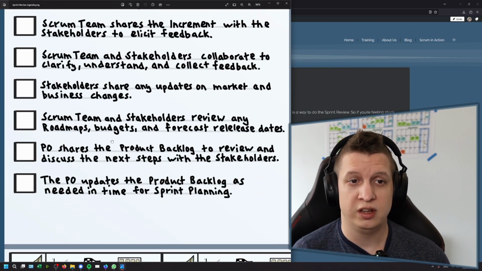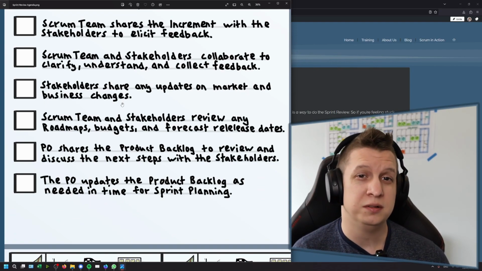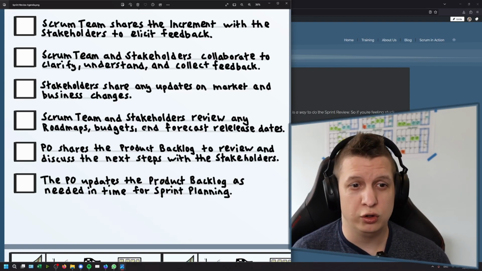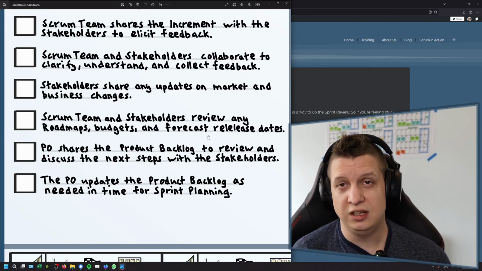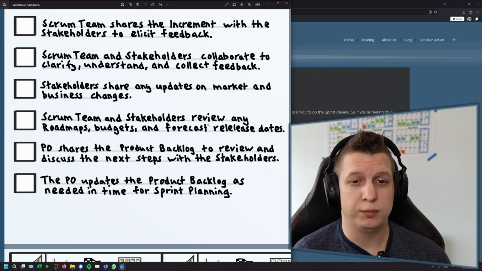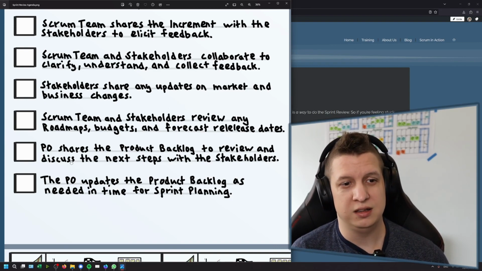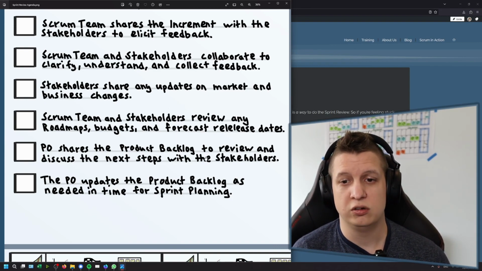Your stakeholders then hopefully share any updates on the market and business changes that they know that you don't. And again, perhaps vice versa. Scrum team and stakeholders then review any roadmaps, budgets, and forecasted release dates that you might have. Again, you do this with the purpose of understanding together, how's it looking, what do we want to do next, do we want to change anything? And with that in mind, the product owner then shares the product backlog to review and discuss the next steps with the stakeholders.